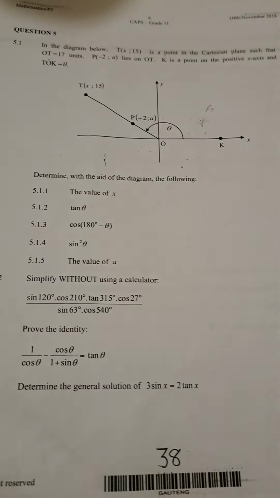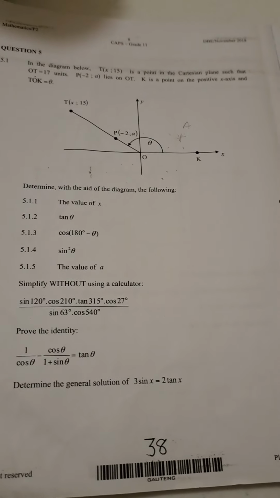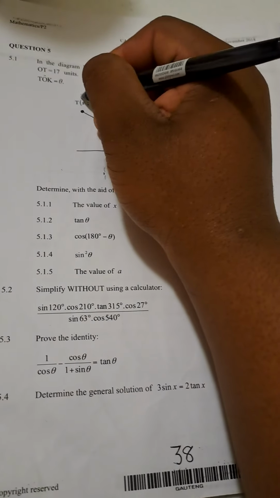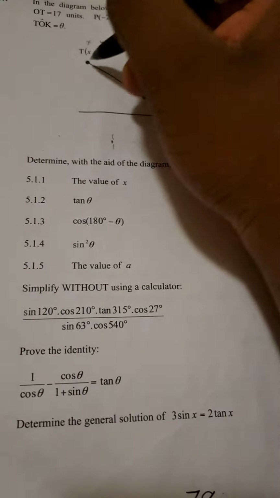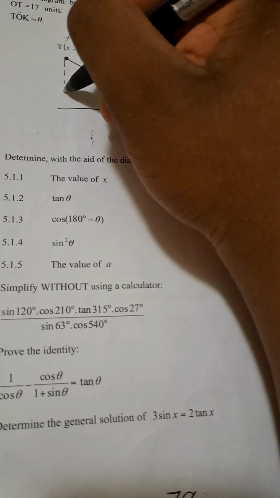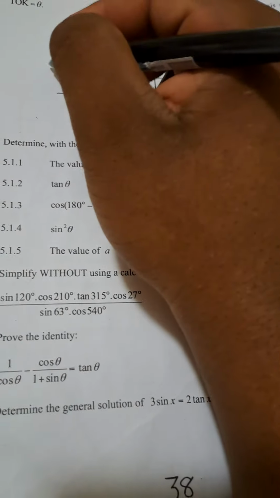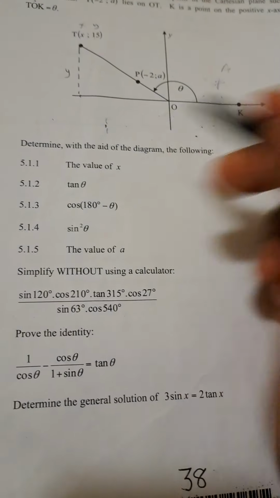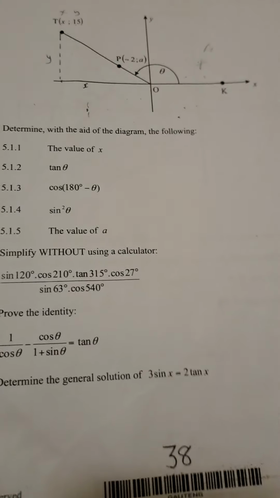So the first question, 5.1.1, they're asking for the value of x. This is x, and on the coordinates this is x and this is y. To make your life easier, you just have to close this thing and make it a triangle. This is my y, and this is the x, for this big triangle only.